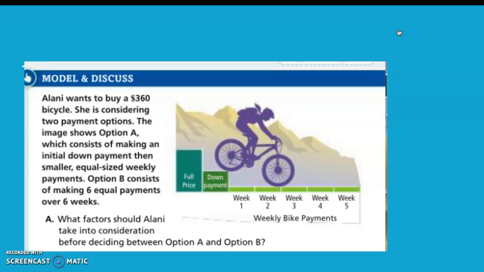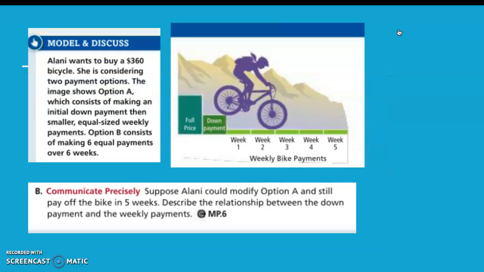All right, I'm glad you've paused the video and you're back. Let's go on to the next question. So what if Alani could modify option A and still pay off her bike in 5 weeks? Tell me about the relationship between the down payment and the weekly payments. Amount of money she would pay, how would it differ, and maybe even come up with some scenarios about if she put $100 down, if you put $120 down, and see how much she would pay each week. So pause the video again and answer those questions.